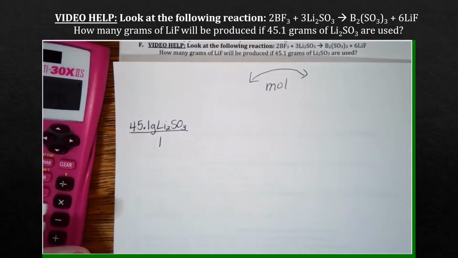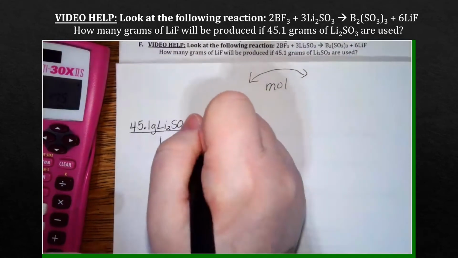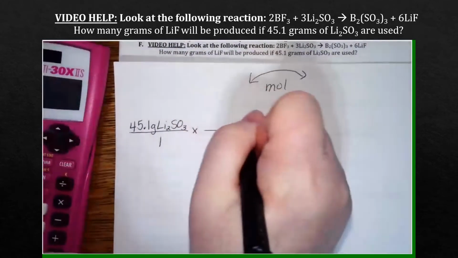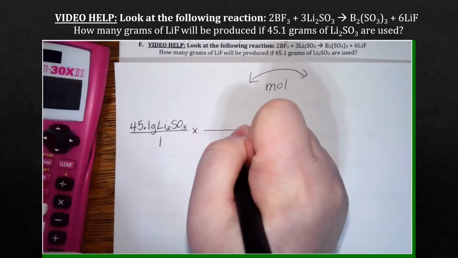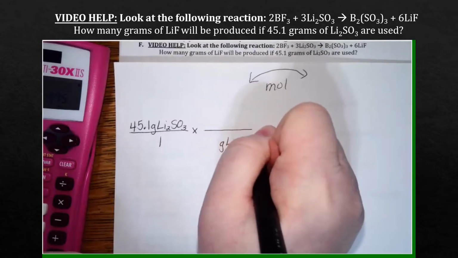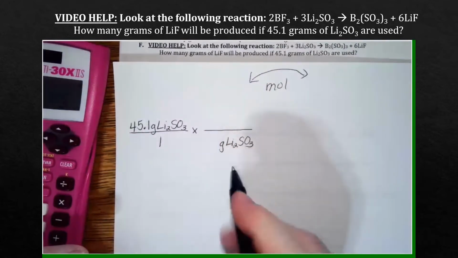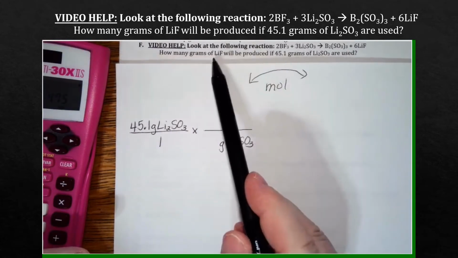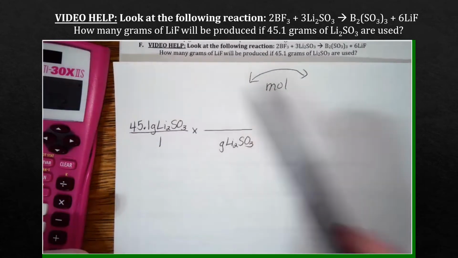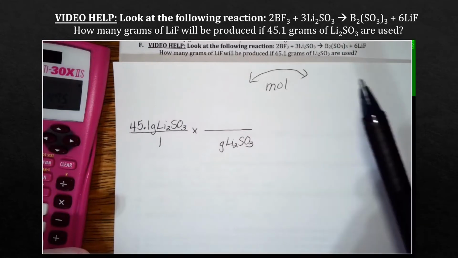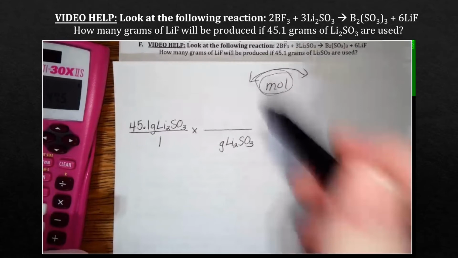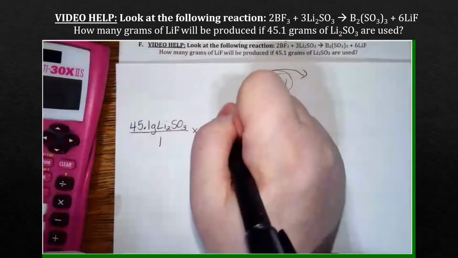What do I want to do? I need to get rid of units. The thing I want to get rid of, I throw in the basement. So I need to get rid of grams Li2SO3. How do I know I need to get rid of that? Well, first, it's the only unit I have so far. And second of all, it is not grams of LiF. Anything that is not grams of LiF, we want to get rid of. So remember, what do all roads lead through? Moles. So we need to get to moles.